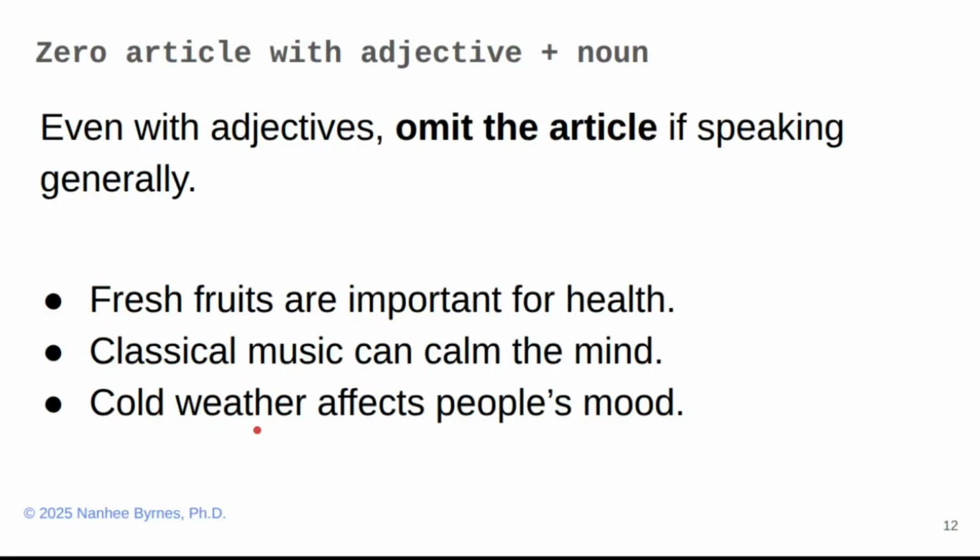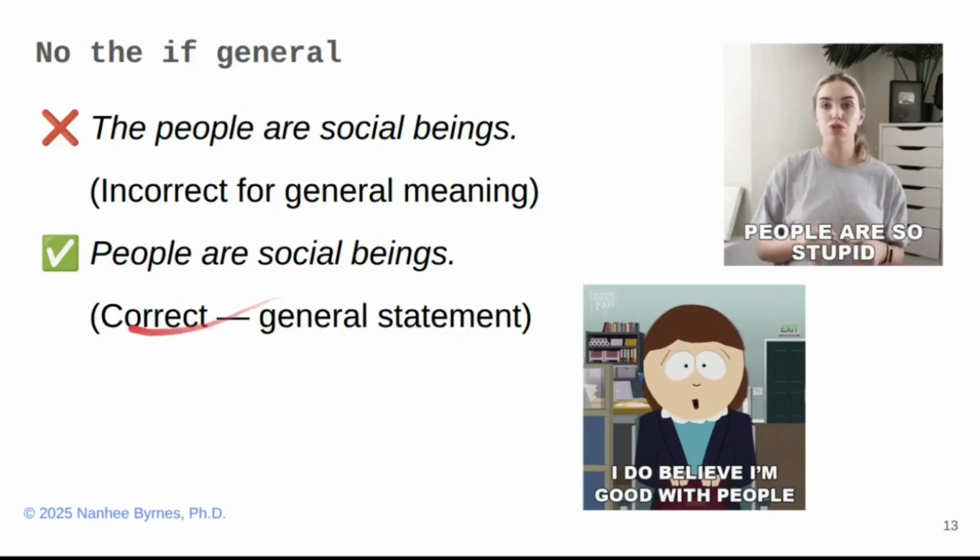Finally, a common mistake to watch out for. Many learners, especially when translating from languages without articles, tend to add the in front of plural nouns by habit. The people are social beings. This is incorrect if you're speaking in general. The correct sentence is, people are social beings.